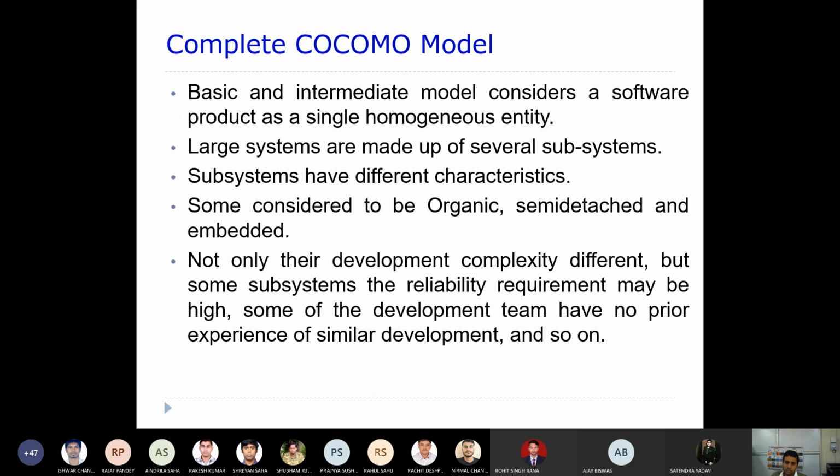You can think of it like this: one subsystem may be considered organic, another semi-detached, and another module or subsystem may be considered embedded. But according to basic and intermediate COCOMO, we thought that either the whole software is organic, or semi-detached, or embedded. That is not true. This is what complete COCOMO addresses, so the same sort of complexity is calculated for each and every subsystem.